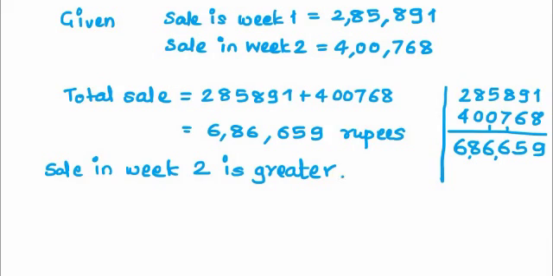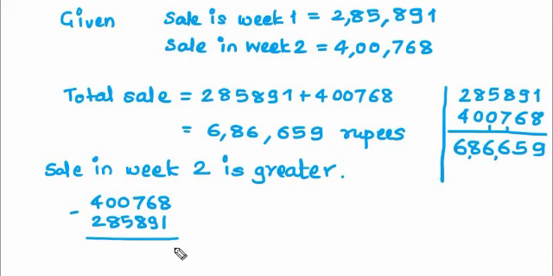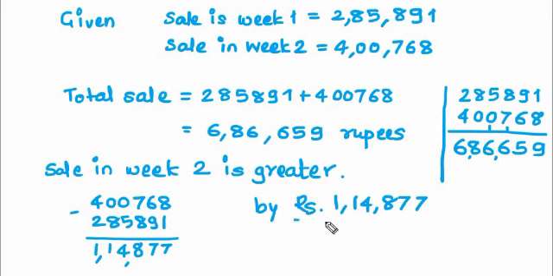And they are asking by how much. To find by how much, we want to know the difference. So difference means we have to subtract. So let's subtract it. We have to take care that the last digit is aligned and then the remaining also get aligned automatically. So sale in the second week is greater by rupees 1,14,877.